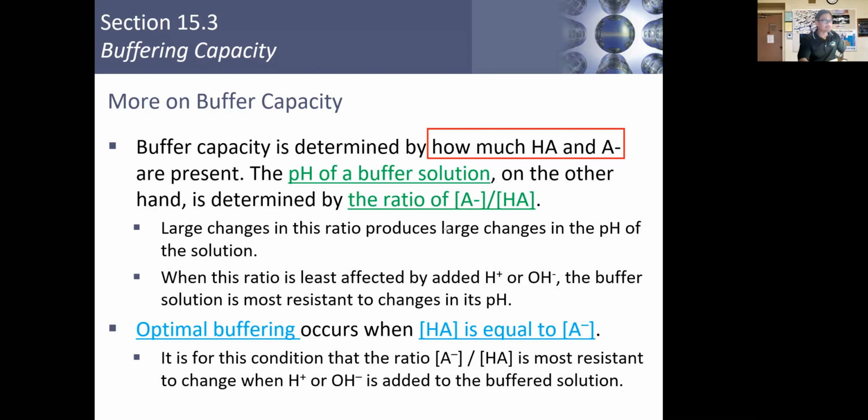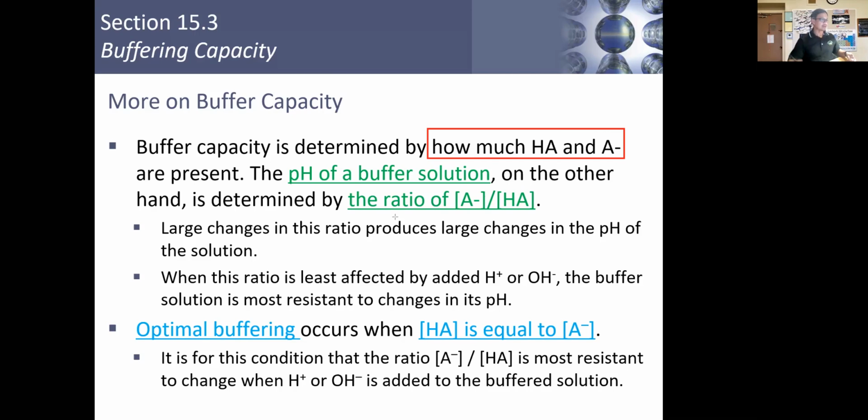When we talk about optimal buffering, the best buffer should have a high buffering capacity, and that's going to give us the most resistance to change. Also, the ideal buffer has to fall in line with the pH range that you are looking for. If you're looking to maintain a certain pH, you have to choose a buffer that will allow you to keep that particular pH as well. We'll talk about that in just a moment.